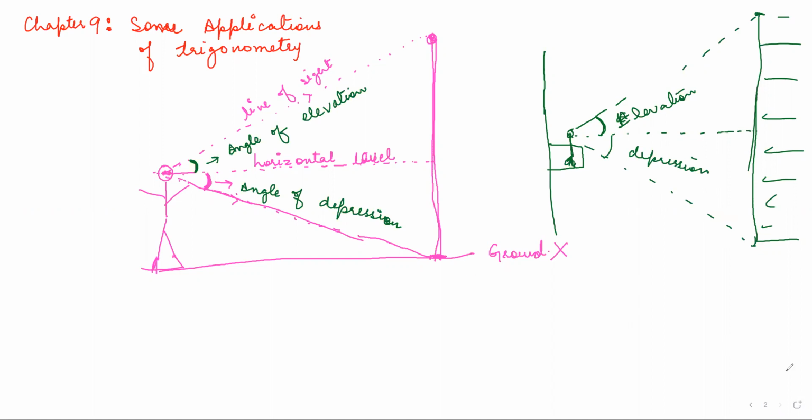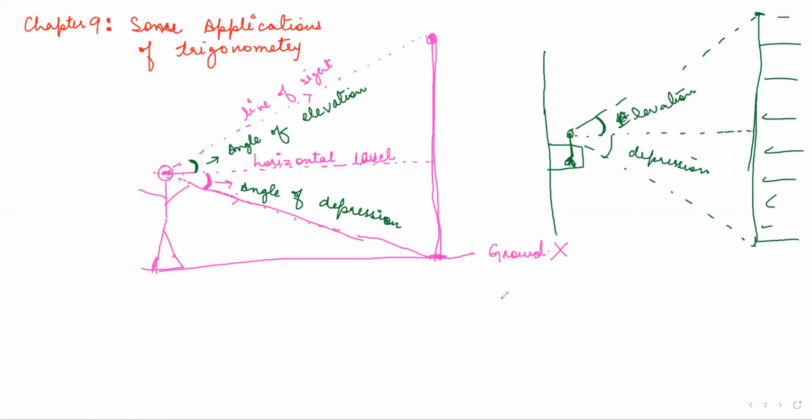Yes, ma'am. Let's start with some questions. Exercise 9.1, you can open in your book. Ma'am, should we write it like the angle which is below the horizontal level is angle of depression, and the above one is angle of elevation?